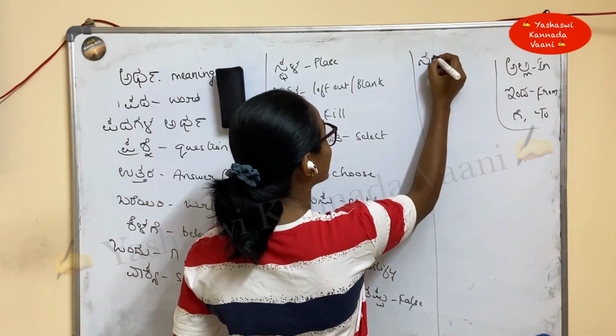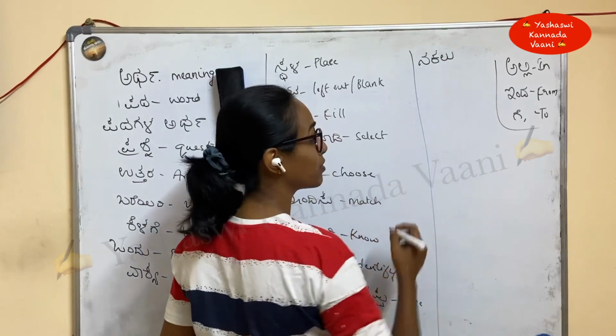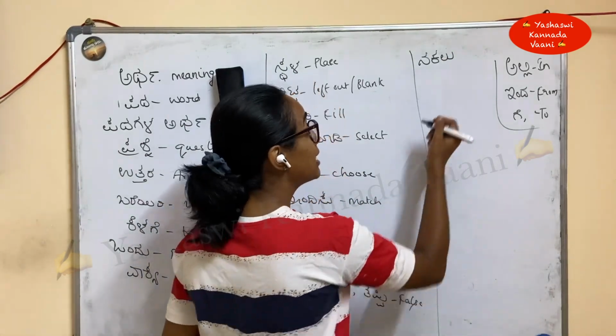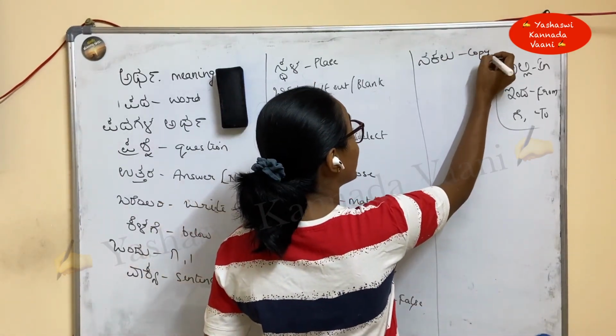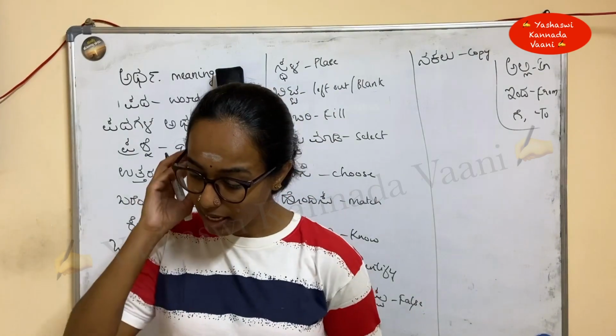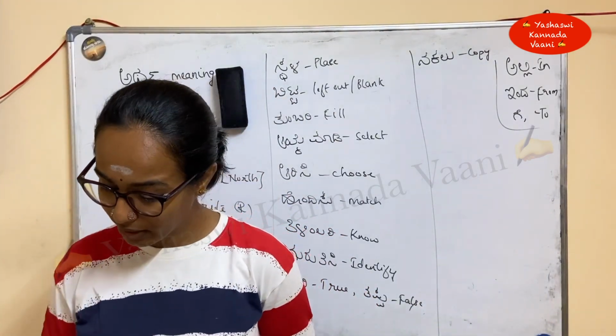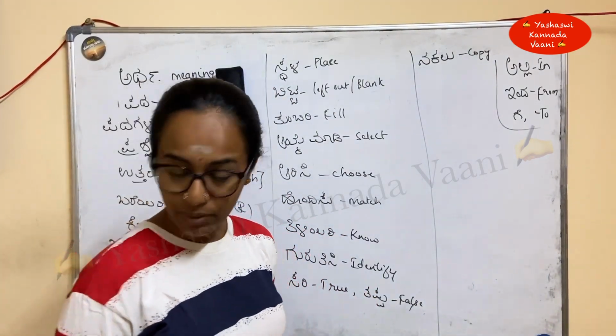ನಕಲು ಮಾಡಿ. ನಕಲು. So this is mostly used for the first and the second grade. ನಕಲು ಅಂದರೆ ಕಾಪಿ. ಪ್ಲೀಸ್ ಕಾಪಿ ಇಟ್. ನಕಲು ಮಾಡಿ ಅಂದರೆ ಕಾಪಿ ಮಾಡಿ. ಪ್ಲೀಸ್ ಕಾಪಿ ಇಟ್. ಓಕೆ, ನೆಕ್ಸ್ಟ್ ಏನಿದೆ?